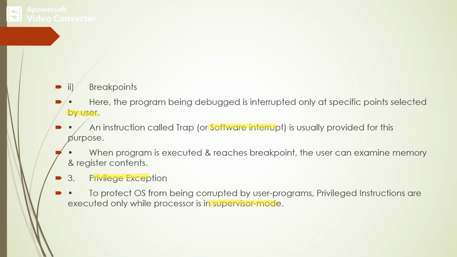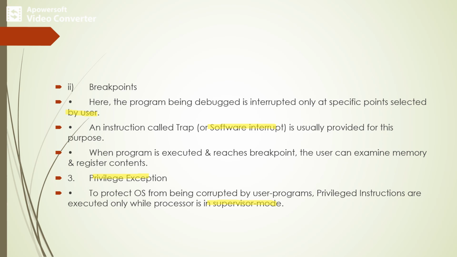When the processor is running in user mode, it cannot execute an instruction that changes the priority level of the processor or enables a user program to access areas in the main memory that have been allocated to the other user. An attempt to execute such an instruction will produce a privilege exception.